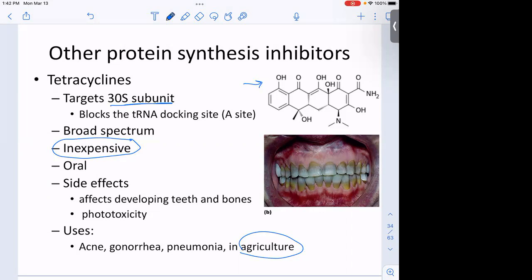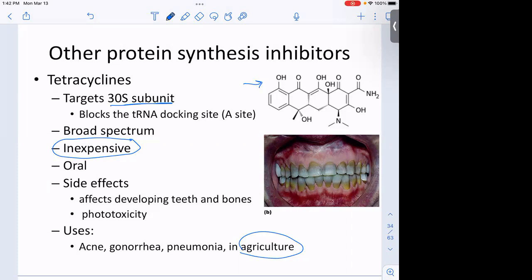Why would we put them in animal feed? Because then it keeps the animals from getting sick, and they actually grow faster when they're on low doses of antibiotics. Why is that? We just kind of discovered that by accident. Probably because it cuts down on the normal microbiota of bacteria in the animal's guts, and then those bacteria are stealing nutrients from the animal, so then perhaps the animal grows faster.